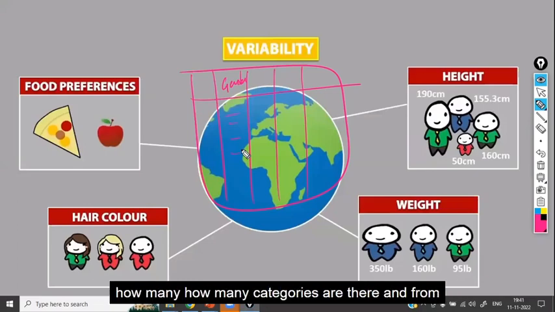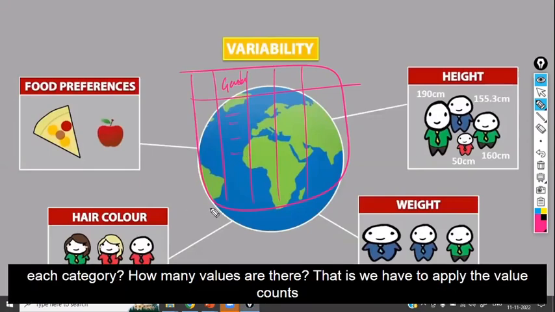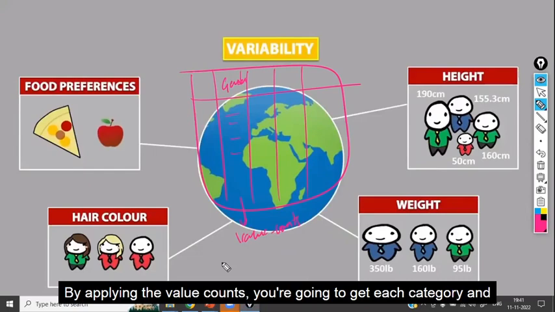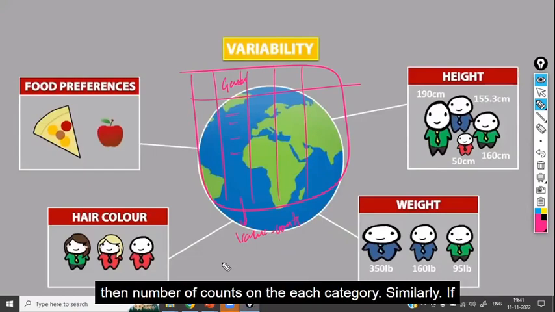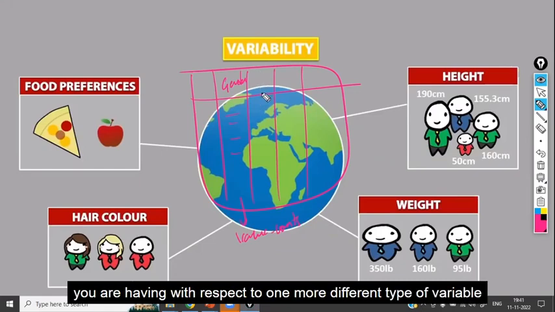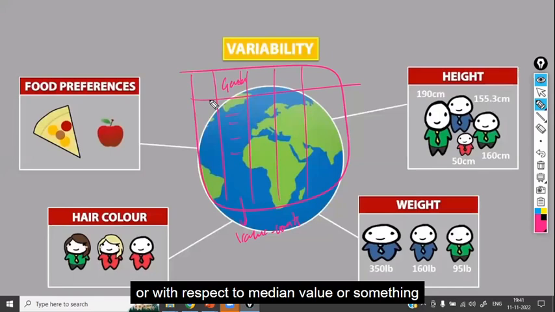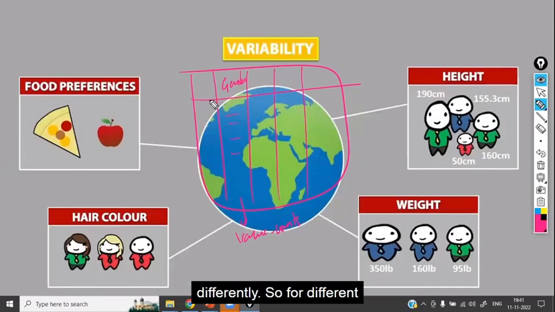Measuring the values means how many categories there are, and how many values are in each category. That is, we have to apply value counts for this. By applying value counts, you get each category and its number of counts. Similarly, if you have a continuous variable, you have to measure the mean value, or the median, or something different.